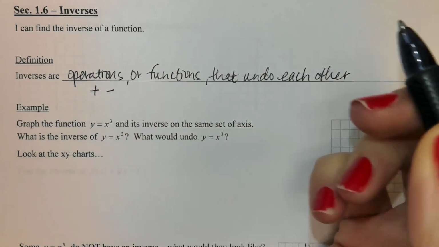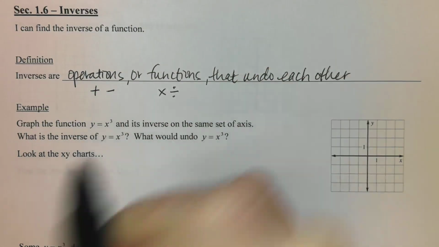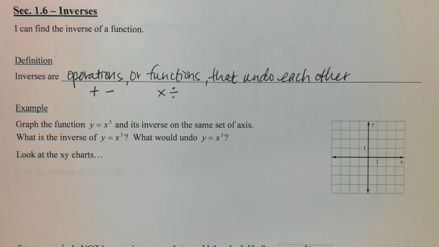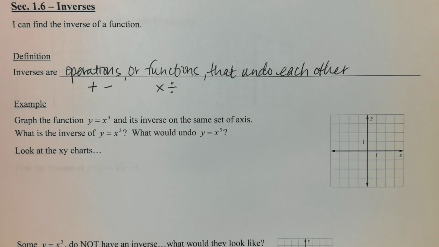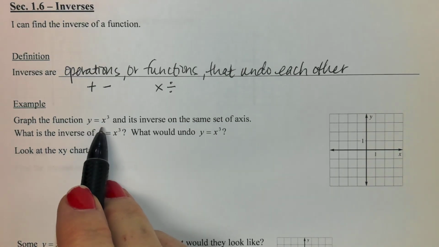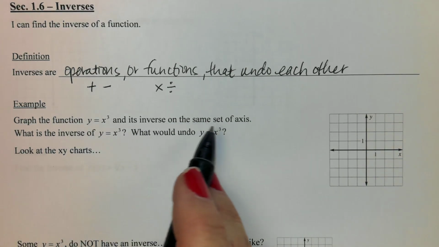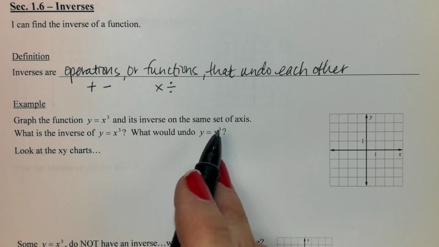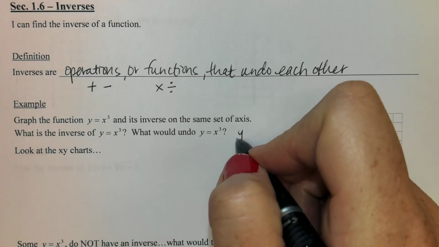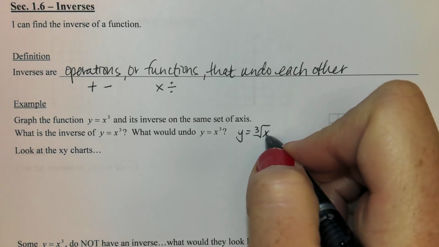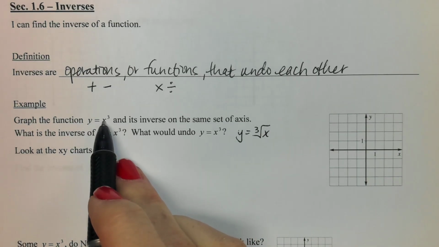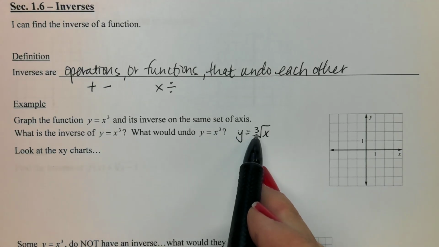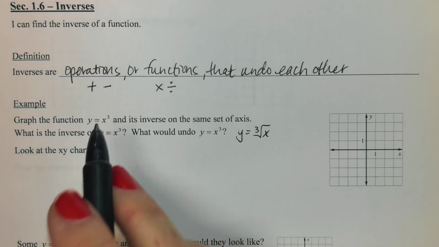Addition's inverse is subtraction. Multiplication's inverse is division. There are lots of these instances in math, and you have seen plenty. So one we're going to do, we're going to graph the function y equals x cubed and its inverse on the same set of axes. So what's the inverse of a cubed? Like what would undo a cubed? A cubed root. So think about what would undo a squared, square root, a cube root, a fourth power, a fourth root, and then an x cubed.